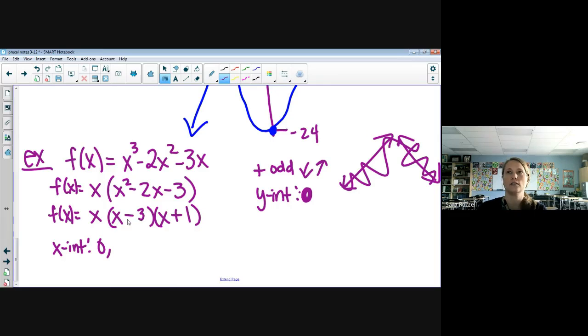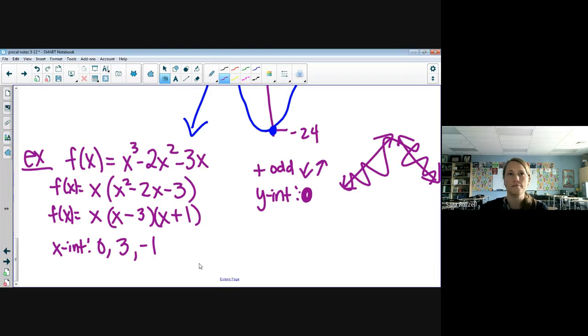What's our second one? 3. What's our last one? Negative 1. Anytime you have a variable out in the front by itself, you're going to say x equals 0, like you're setting the rest of them equal to it, and that would just be 0 there.